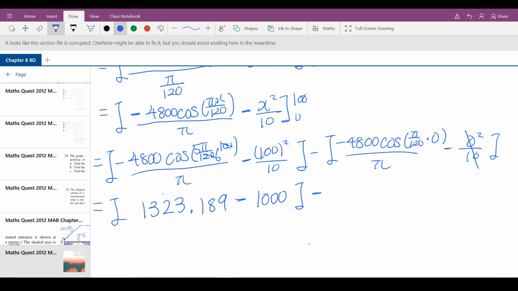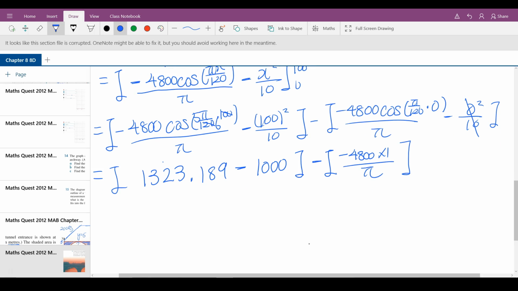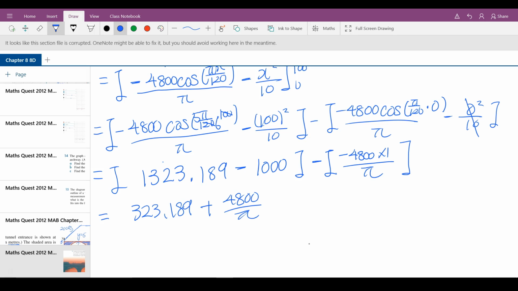All right, minus. Now, cos pi over 120 times 0 is just 0. So cos 0 is 1. Right? Like that. So that minus 1,000 is just 323.189, right? Minus negative gives plus 4,800 on pi.